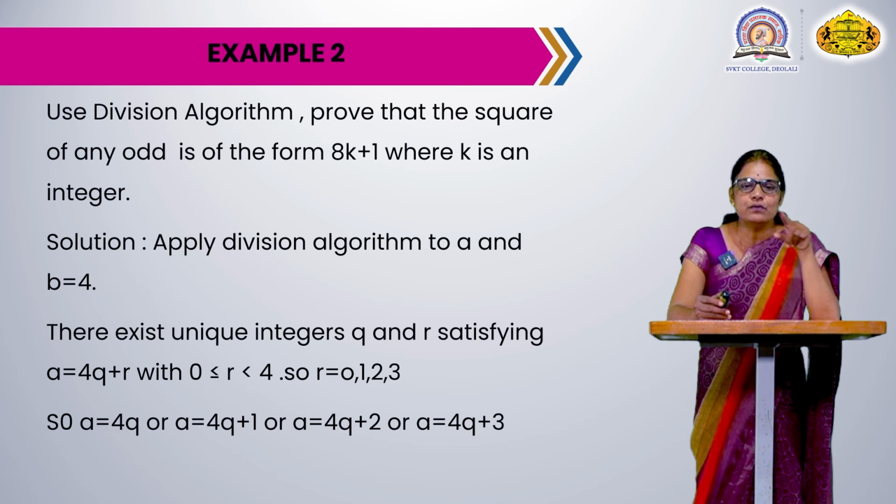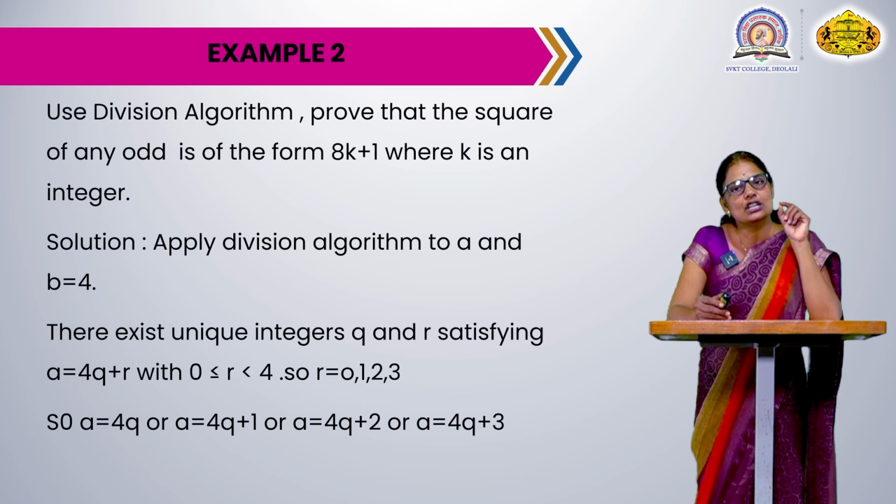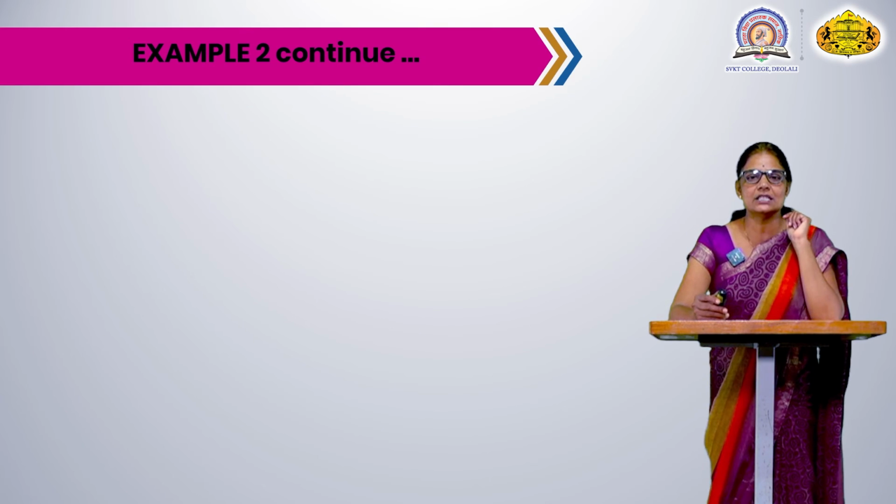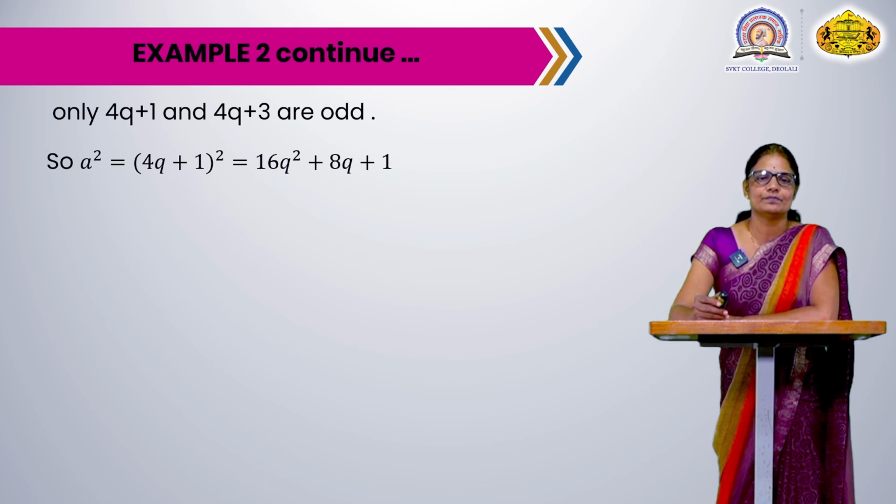But among these 4 forms, only 2 are odd and 2 are even. Any integer which is a multiple of 2 is called even, otherwise it is called odd. So a equal to 4q and a equal to 4q plus 2 are even integers, and the remaining 2 are odd. So we just take the square of these two, 4q plus 1 and 4q plus 3, and simplify.